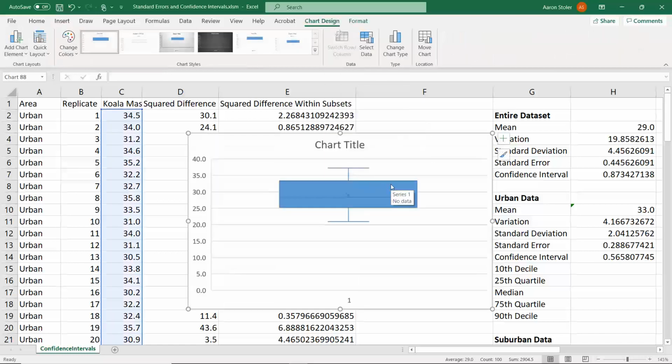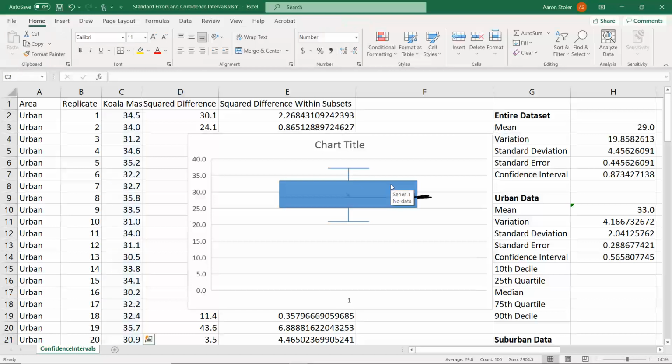And this is a box and whisker plot for all of the data. What we can see is this line right here is our average. These lines right here are our 75th and 25th quartile. And these lines right here are our 10th and 90th decile, where approximately 10% of the data fall below this line, and 10% of the data fall above this line. So about 80% of the data is right in here.